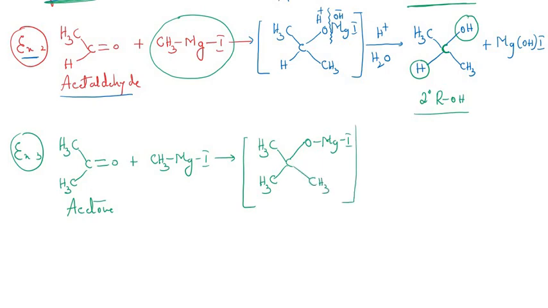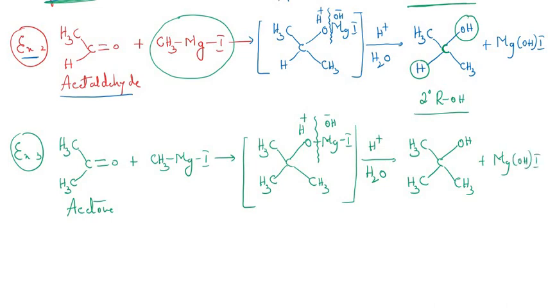And when this adduct is subjected to acid hydrolysis, this bond gets ruptured here. I can write H+ here, and OH- here, and our product will be CH3C, CH3, and here also CH3, then OH, plus our side product magnesium hydroxyiodide. Here one can see that this OH group is linked with this carbon atom which does not contain any hydrogen. So this is called a tertiary alcohol.